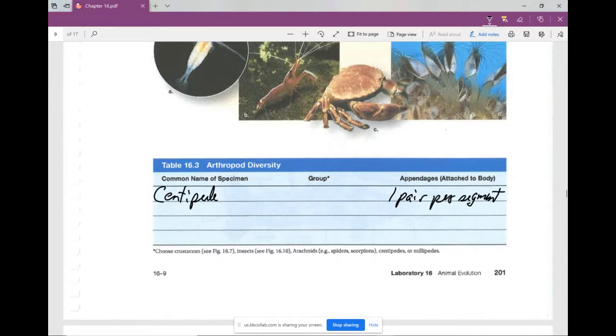How about the spiders? You can say arachnids, or you can say chelicerates, however you want to say it. We'll call it arachnids. Everybody knows that anyway. And how many pairs of legs do arachnids have? 4.